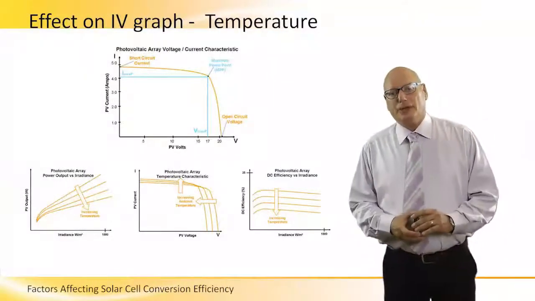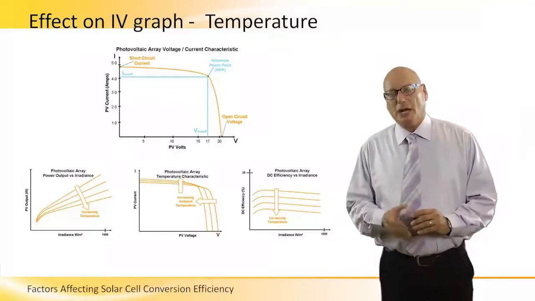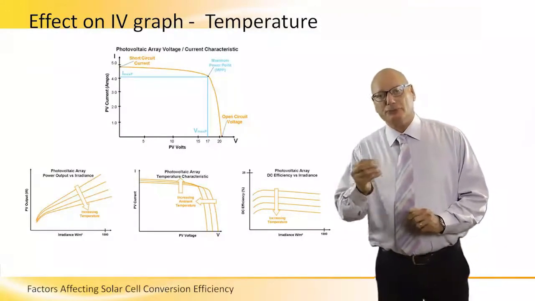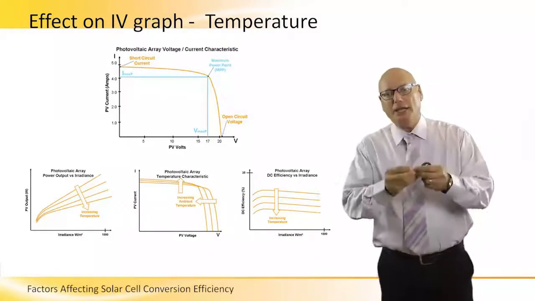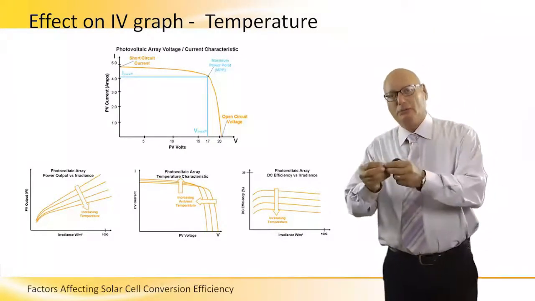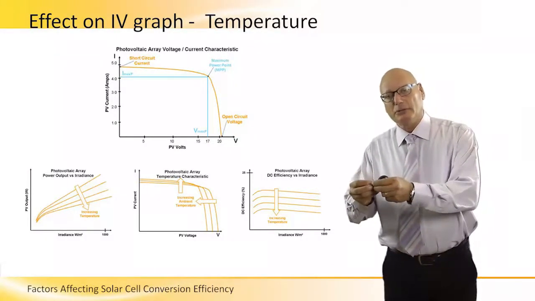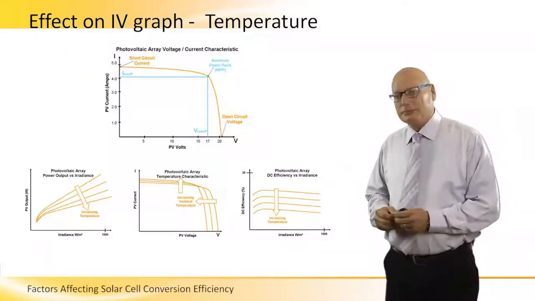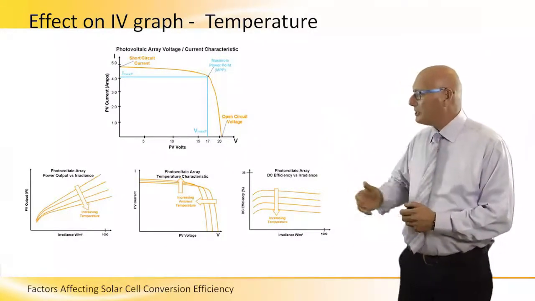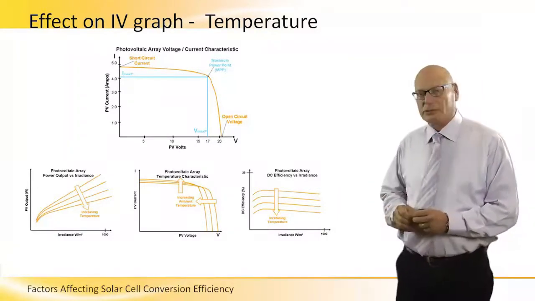Let's look at some effect on IV graph related to temperature. IV graph is the basic graph of photovoltaic system. It's basically a multiplication of the I current with V voltage to come out with power. The basic graph is the one on the top. The vertical axis is current. The horizontal axis is voltage.